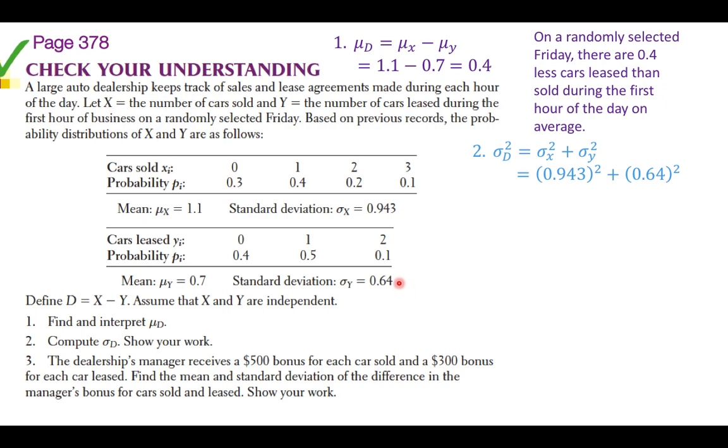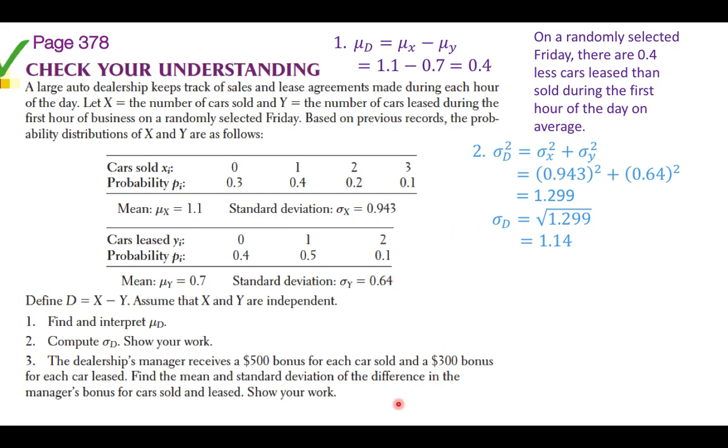0.64, and square that. So if we add those together, we get the variance of D, which is the difference between the two. And then we want to take the square root so we can get the standard deviation. So the square root of 1.299 is about 1.14.